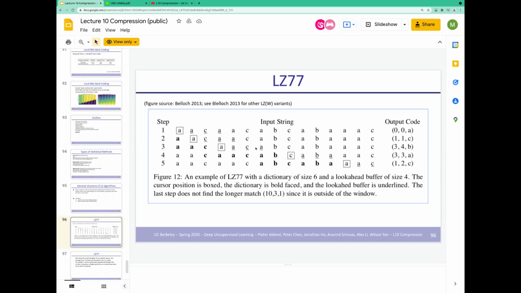And put AAC here. So in the example, we have a dictionary of size 6 and a look ahead buffer of size 4, the current position is boxed, the dictionary is bold-faced, and the look ahead buffer is underlined. So the last step does not find the longest match outside of the window. So the window is only of size 6. So A will not see anything, so 0, 0, A. This A will see 1, 1, A. And this one will just say, go to position 1 of length 1.